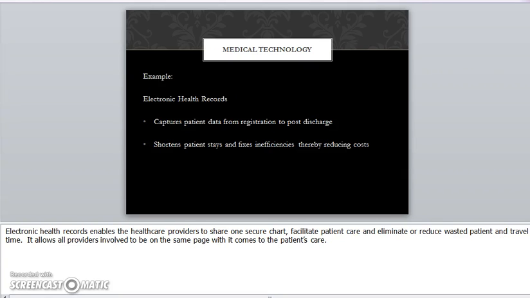Medical technology. An example of medical technology would be the electronic health records. The electronic health records enable the healthcare provider to share one secure chart, facilitate patient care, and eliminate or reduce wasted patient and travel time. It allows all providers involved to be on the same page when it comes to the patient's care.